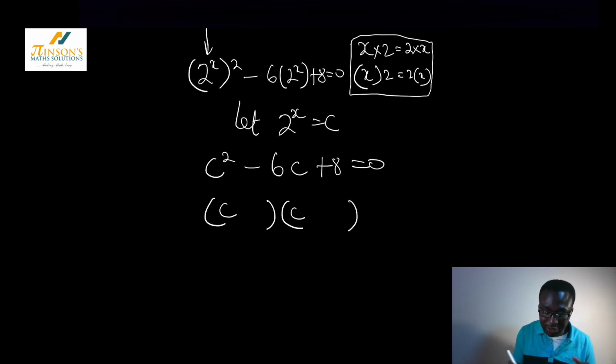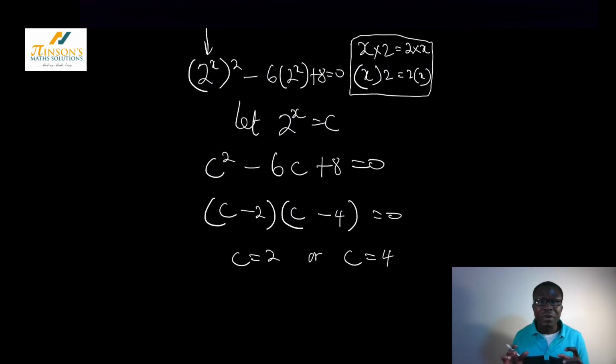C and C, because C times C is C squared, again from your GCSE. Okay, and then we got minus 2 and minus 4, because minus 2 times minus 4 is positive 8, and minus 2 add minus 4 is minus 6. This equals 0. What this is in C is either C is 2 or C is 4.